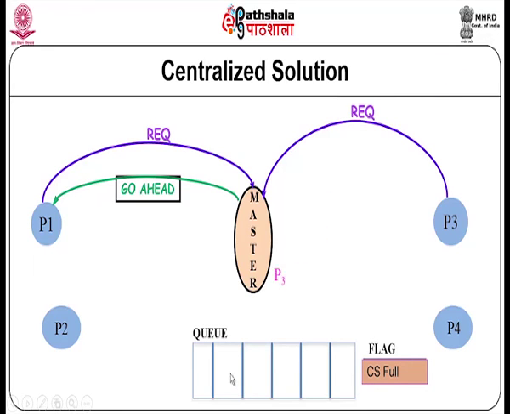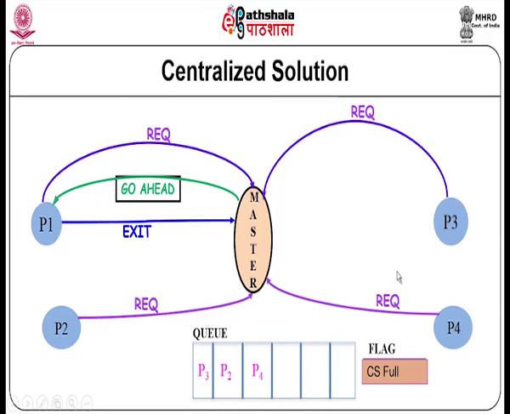It puts the number of this process into the waiting queue. Then another request comes from P2. Again the flag says the CS is full. So, P2 is put into the requesting queue, the waiting queue, and P4 sending a message also gets entered into the queue.